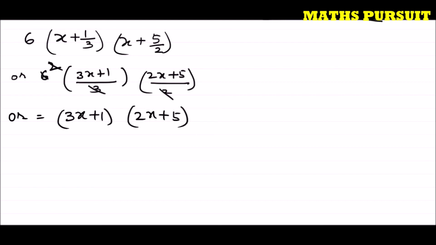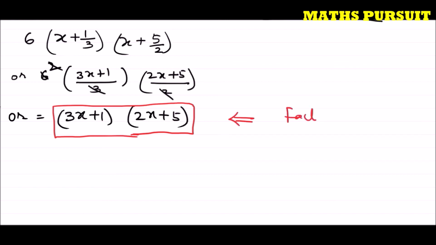So guys, this is our answer. The question asked us to factorize this. The two factors of the given polynomial 6x to the power 2 plus 17x plus 5 are 3x plus 1 and 2x plus 5. These are the factors. Hope you understood this. This is a little bit lengthy. We need to understand this so that you can do it quickly in your exam.